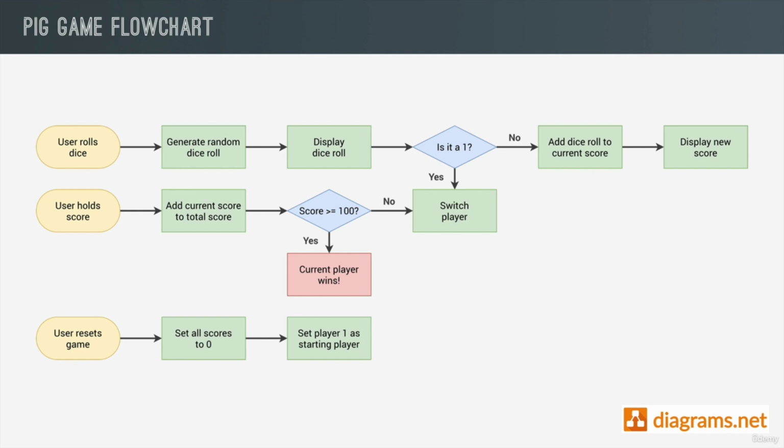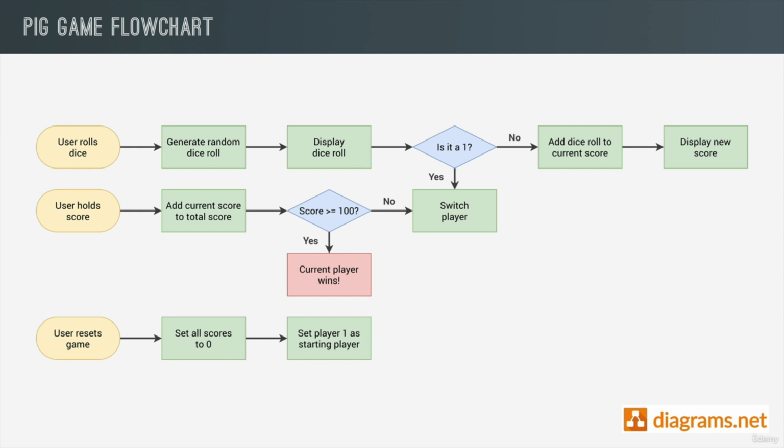So whenever the user rolls the dice, so clicks that roll dice button, then we need to generate a random dice roll. Then we display that dice roll, and then we check whether it is a 1. If it's not a 1, then add that dice roll to the current score, and of course display it. Right? So that is exactly the behavior that we saw when we tested out the game earlier, right? Now, if the dice roll is actually a 1, then simply switch the player. And so in this case, the dice roll will not get added to the current score.